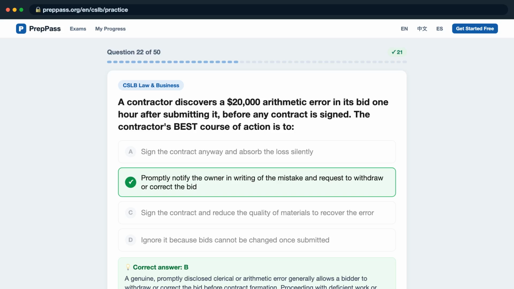The correct answer is B. A genuine, promptly disclosed clerical or arithmetic error generally allows a bidder to withdraw or correct the bid before contract formation. Proceeding with deficient work or hidden corner cutting would violate license law.